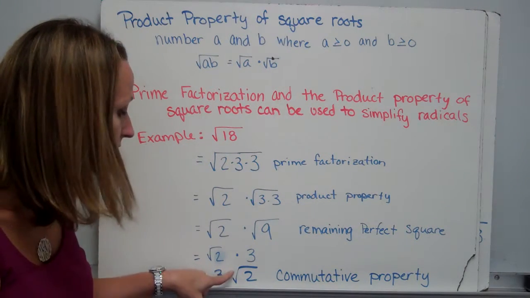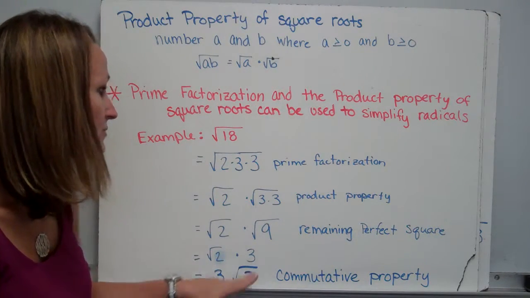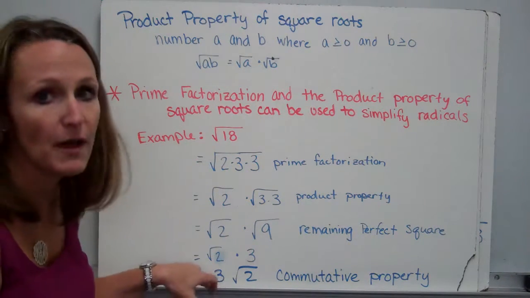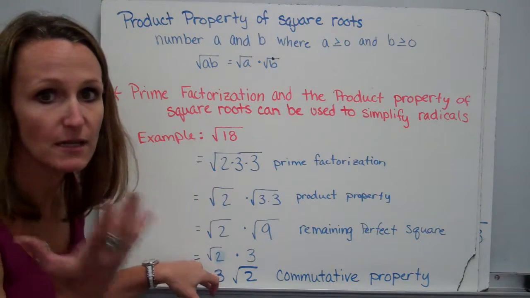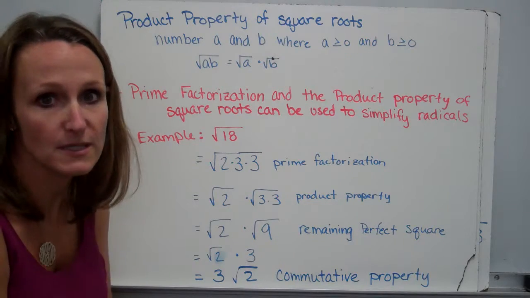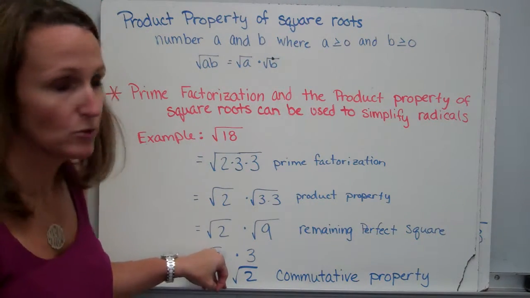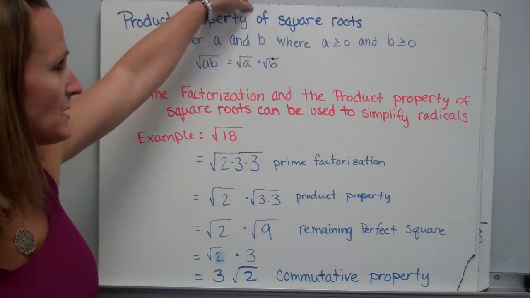So even though I still have a radical in my answer, this is as simplified as I can get without using a calculator. Because obviously you could take a calculator and find the square root of 18, and it's going to be 3 point something. This is what I want when I say simplify a radical. Okay, so let's do some examples.